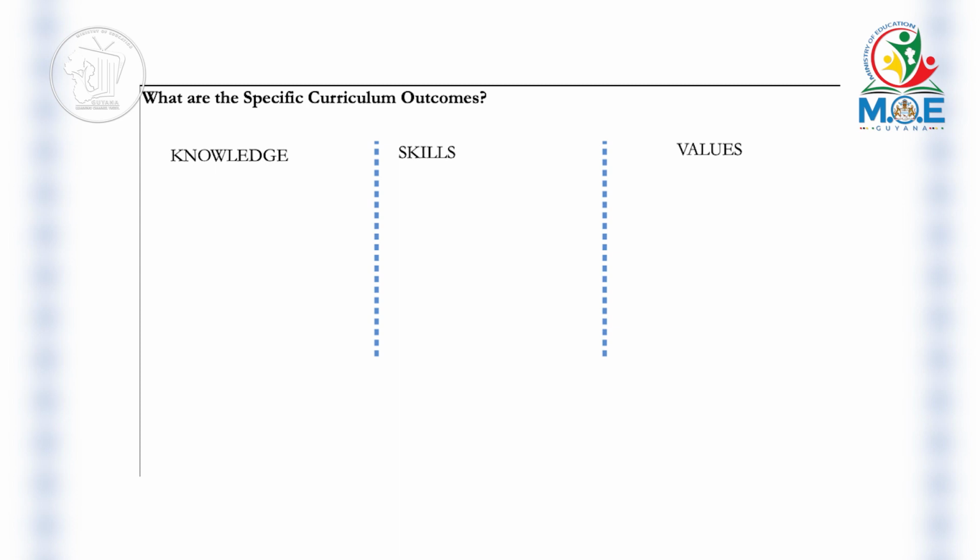Notice in the lesson plan template, there are broken lines. Now the broken lines indicate that there are some outcomes that may cross over on two or all three of the types of outcomes.